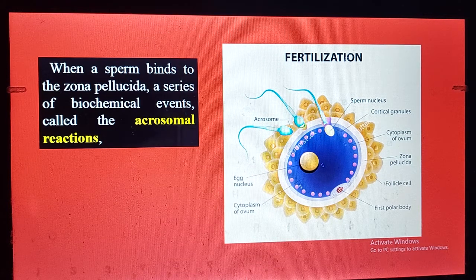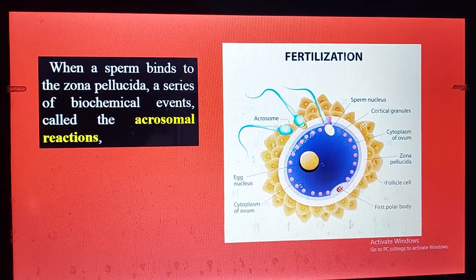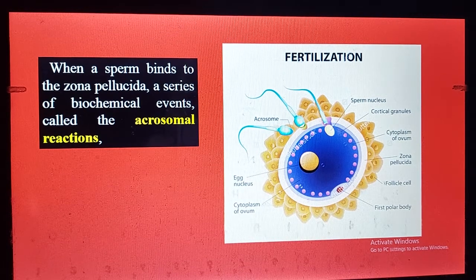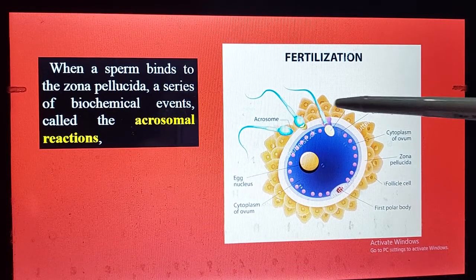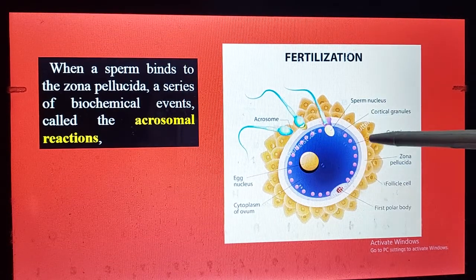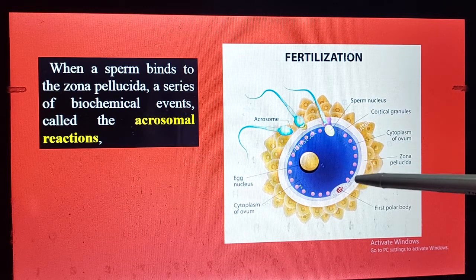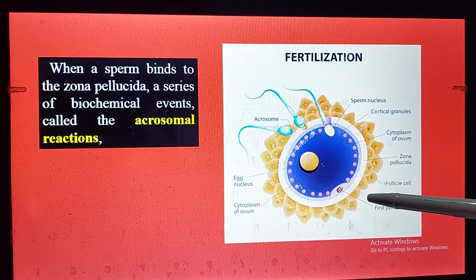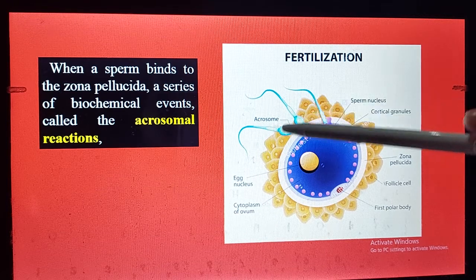Zona pellucida, you can see here, this is the outer covering consisting of cells which cover the egg. Zona pellucida is basically the layer. This is the layer of cells which cover the egg and protect the egg. Is it clear? So inside the zona pellucida, this egg is present.